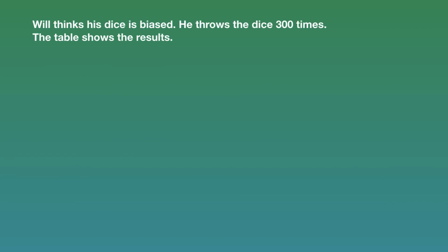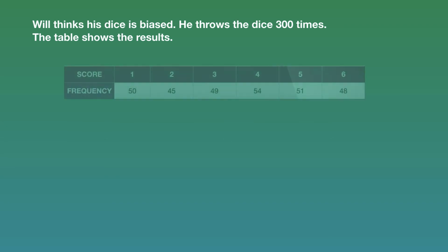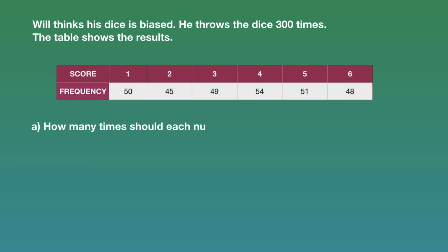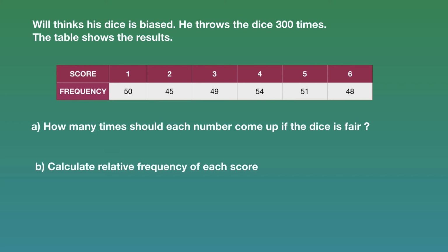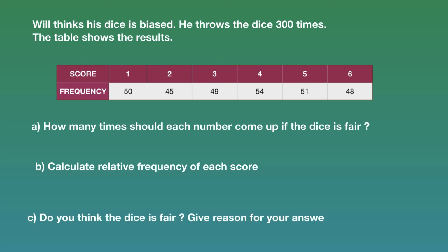Will thinks his dice is biased. He throws the dice 300 times. The table shows this result. In part A, how many times should each number come up if the dice is fair? In part B, we need to find out the relative frequency of each score. And in part C, we need to find out if we think that the dice is fair and give reasons for your answer. Now you can pause the video and try this question for yourself, and then we can check this together.